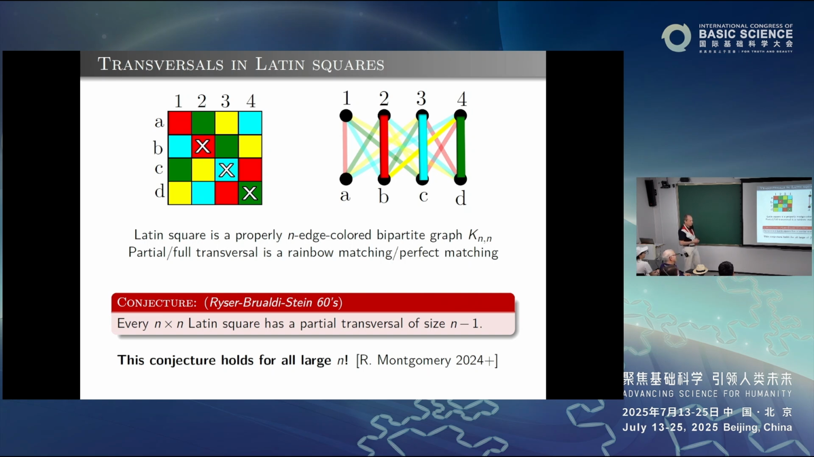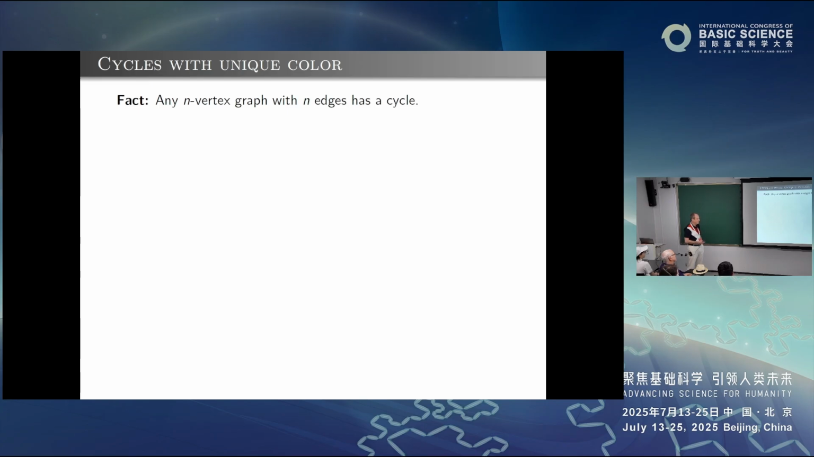Now let's go back to restricted coloring of graphs. So a very basic concept in graph theory is that of a cycle. And there is a very basic result which says that if you have n edges, you should contain a cycle. It's very easy to see that the largest acyclic graph has n-1 edges.